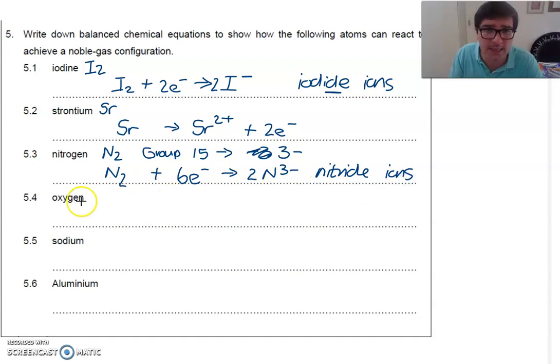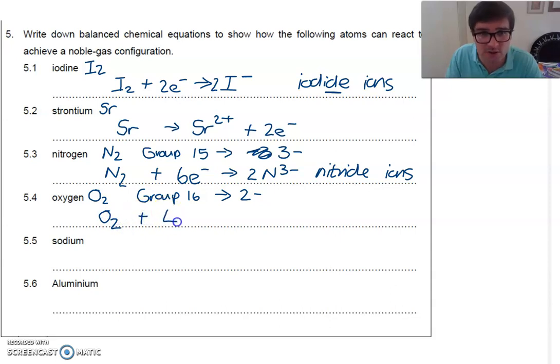Okay. Then oxygen, also diatomic, O2. It's in group 16. If it's in group 16, it wants a charge of 2 minus. To get a charge of 2 minus, it means each of my oxygen atoms needs to accept 2 electrons. So in total, I will have to accept 4 electrons to have 2 oxide ions.